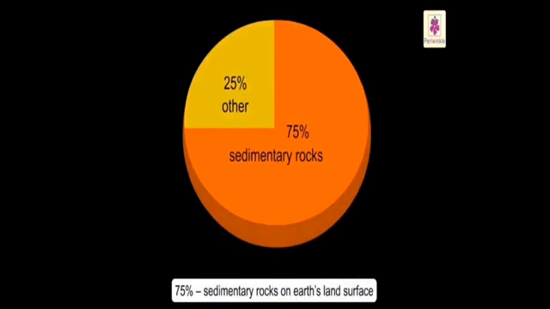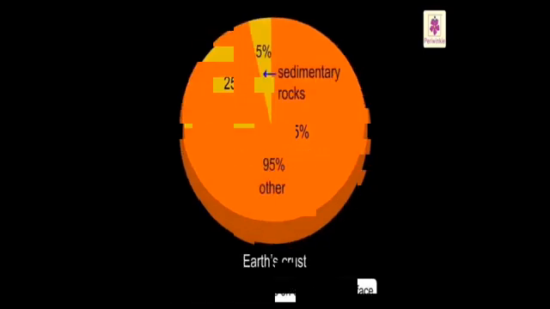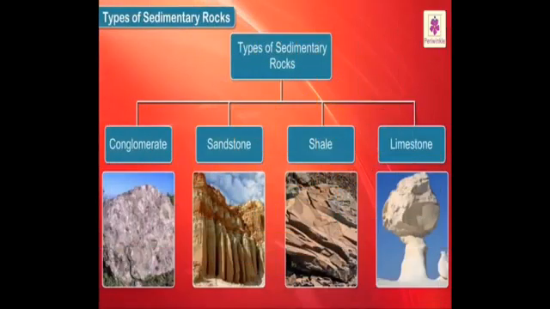About 75% of Earth's land surface is covered by sedimentary rocks, but they constitute only 5% of the Earth's crust by volume. Types of sedimentary rocks: conglomerate, sandstone, shale, and limestone.